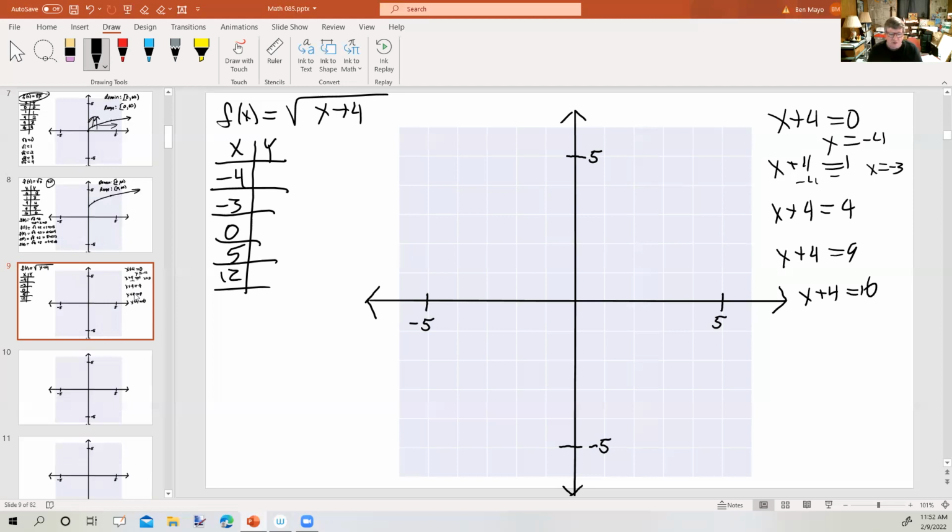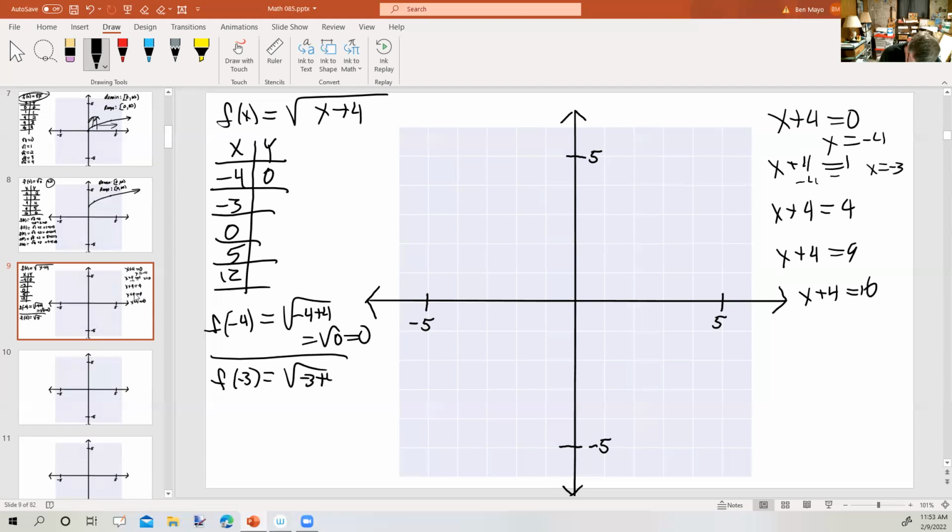So what have I done? I've chosen x values where that value plus 4 is a perfect square. So then when I take the square root of the perfect square, I get a nice number. So watch closely. f(-4) equals the square root of negative 4 plus 4, which is the square root of 0, which is 0. Okay. f(-3) equals the square root of negative 3 plus 4, which is the square root of 1, which is 1.